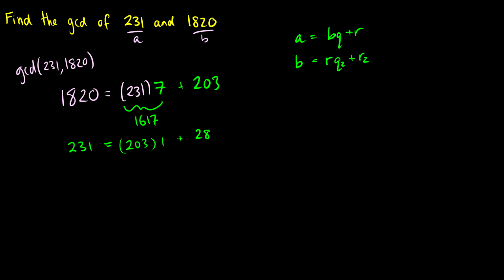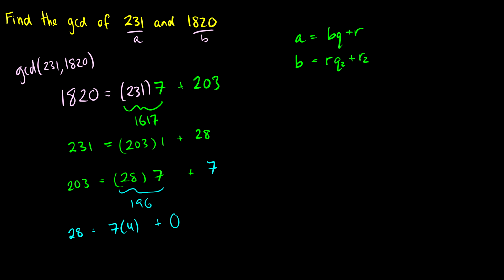So now we're going to have 203 is equal to 28 times something plus a remainder. Well, 28 times 7, we're going to get 140 plus 56, which is 196. So this might be a good number to multiply by. So this is equal to 196. And then the remainder is going to be 7. So now we're going to get 28 is equal to 7 times 4 plus 0.